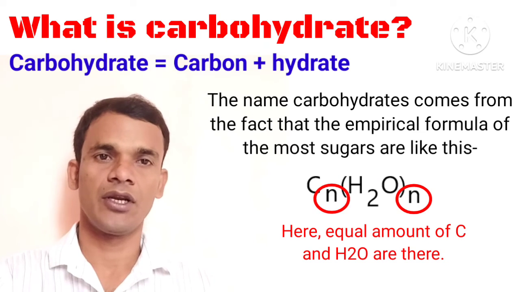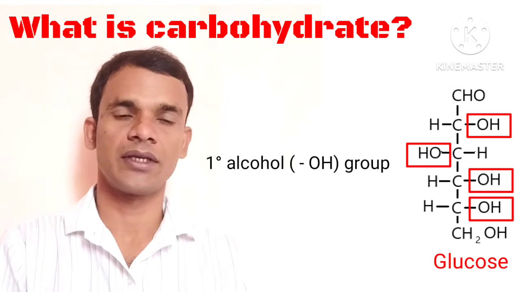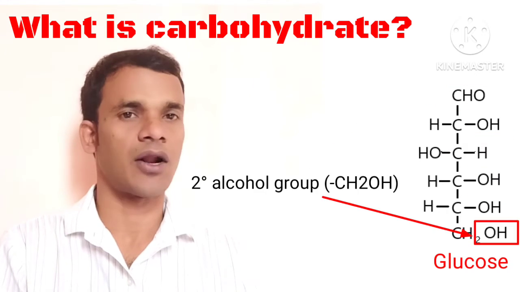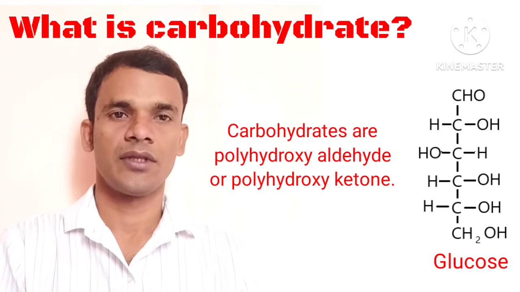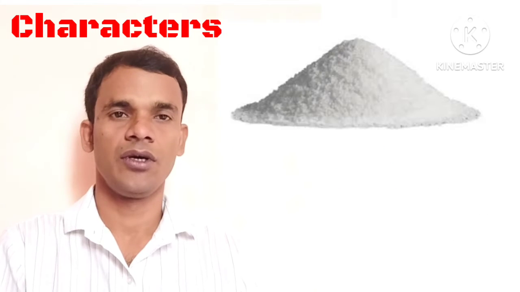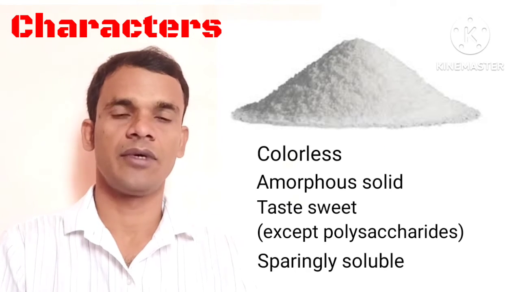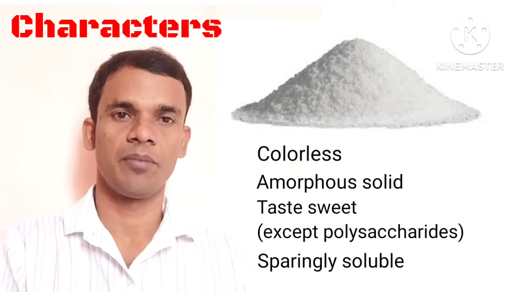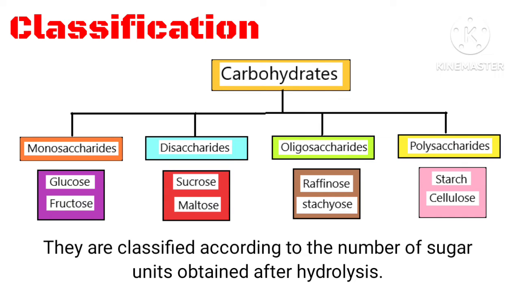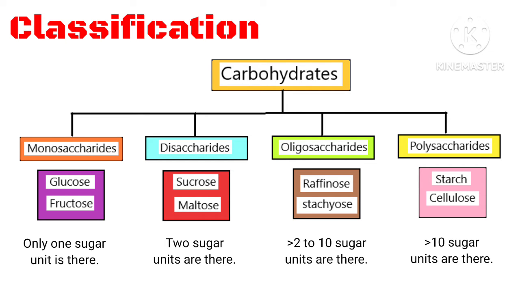But when we look at the structure of a carbohydrate, for example glucose, we can see that hydrogen and oxygen are not in the form of water. They are actually polyhydroxyaldehydes or polyhydroxyketones. Basically, they are colorless, amorphous solids, taste sweet, and dissolve in water very quickly. They are generally of 4 types: monosaccharide, disaccharide, oligosaccharide, and polysaccharide. You can see some examples of each type of carbohydrate from this picture.